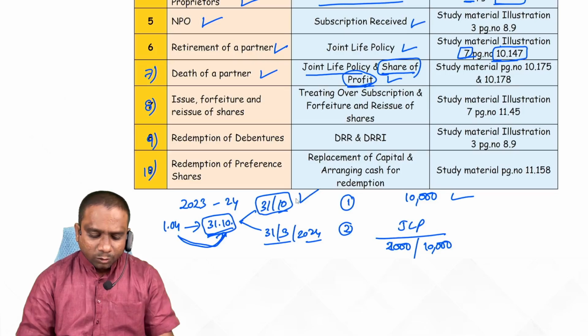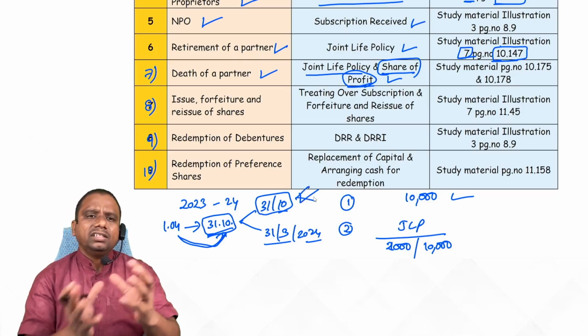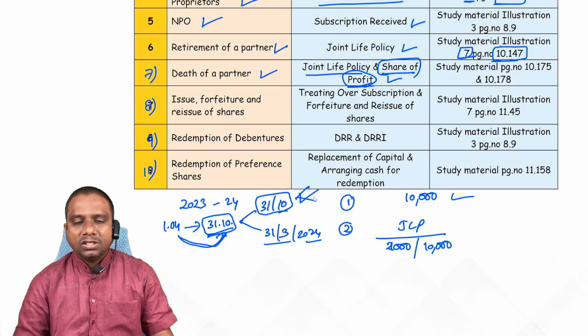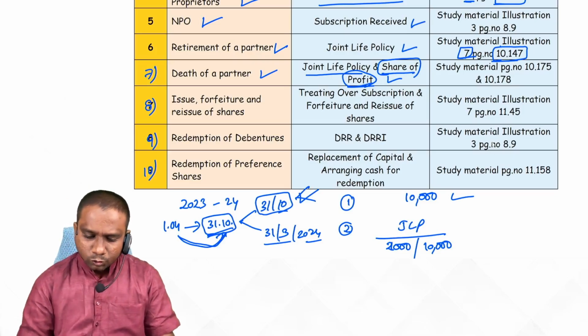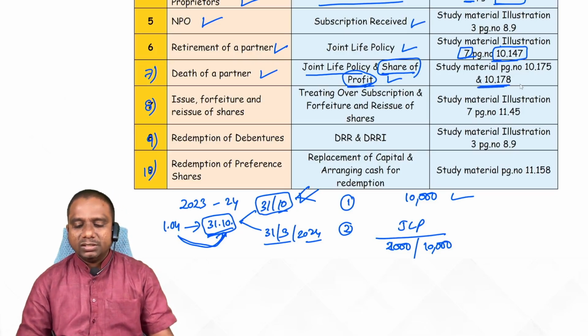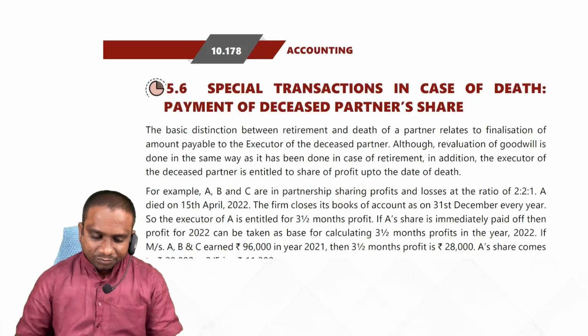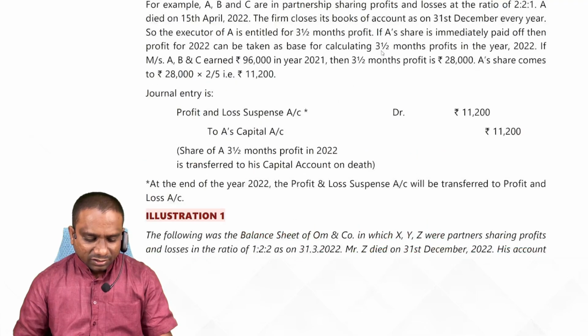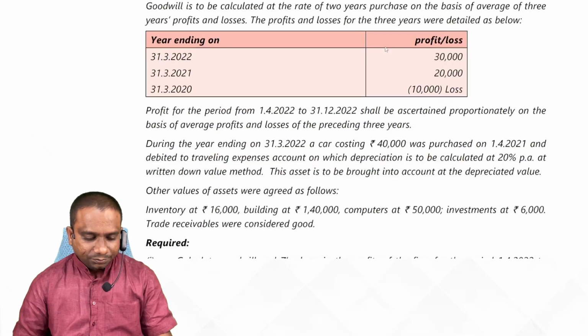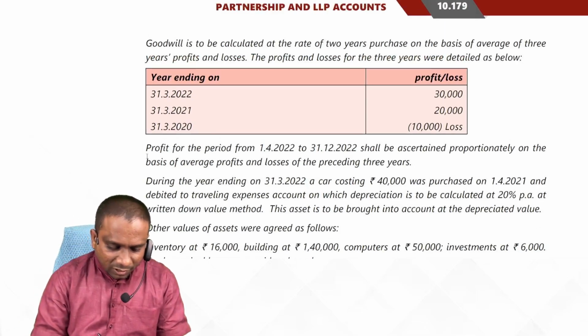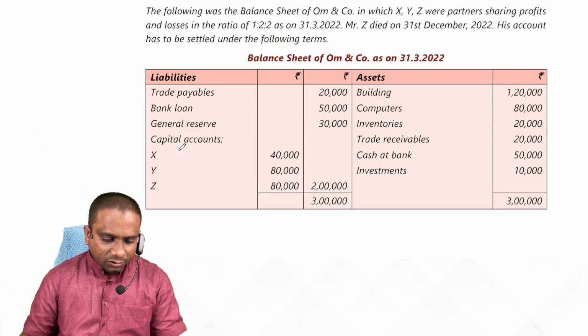What we do? Simple. For this, we take the previous year profit as base. I will show you one example, then you can understand. So, you just go to page number 10.178. Yeah. Here observe. First read the problem, then you can understand.